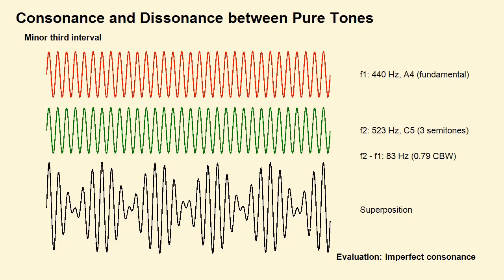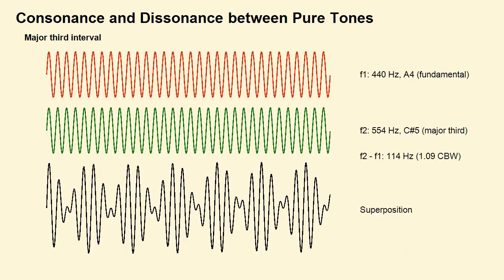The result is an imperfect consonance, as can be seen in the Plomp and Levelt consonance and dissonance curve for a difference in frequencies of 0.79 times the critical bandwidth. This is one of the most important intervals, since it is used in the construction of minor chords.